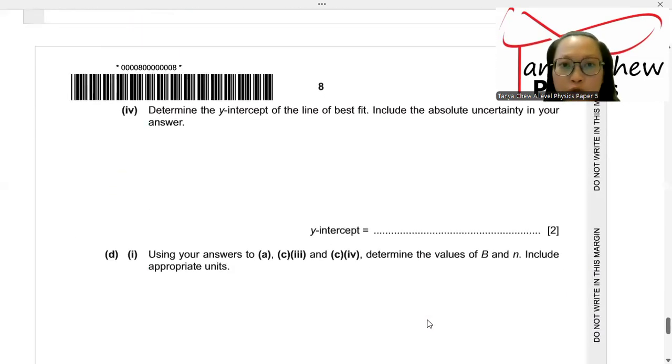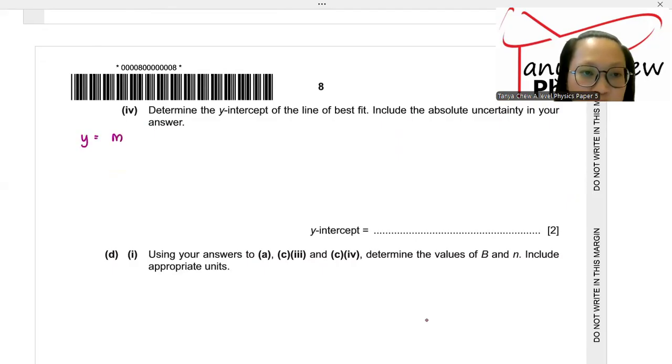We are supposed to do substitution. What is substitution? Substitution is that you look at the graph that you plotted. This is a straight line graph, and the general equation of the straight line graph is y = mx + c. Right? So for best fit, I'm going to write down best fit first. I'm going to use the 2 coordinates, the coordinate from the best fit.